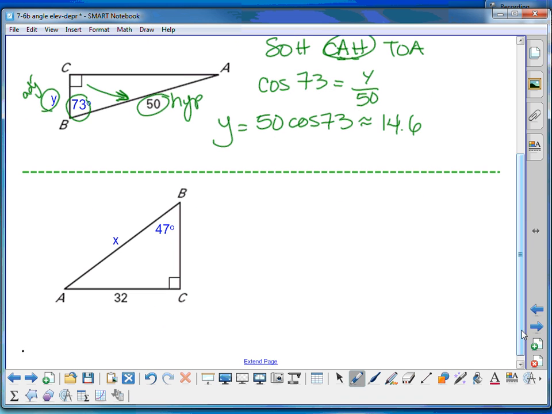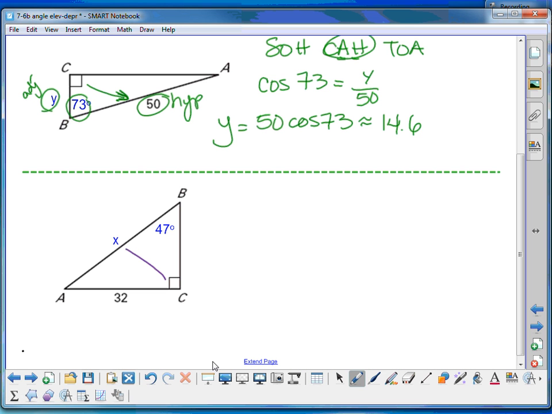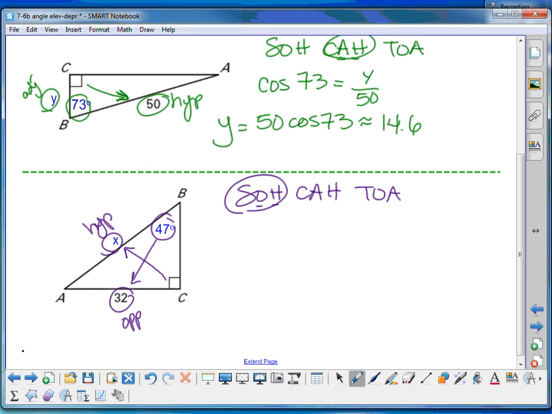And we've got one more example here. This time, I again have my hypotenuse opposite my right angle, and 47 is opposite the side 32, so 32 is my opposite side. So this time I have the opposite and the hypotenuse. I'm going to use sine.